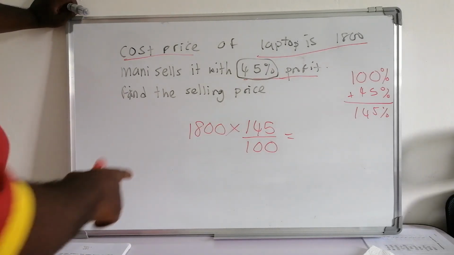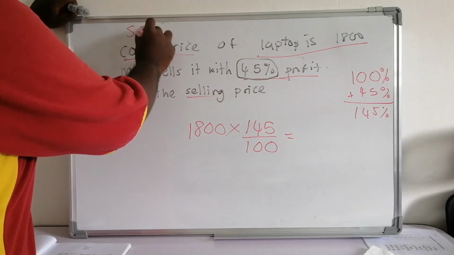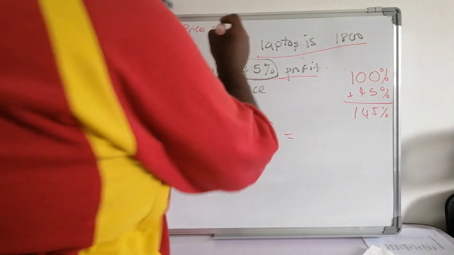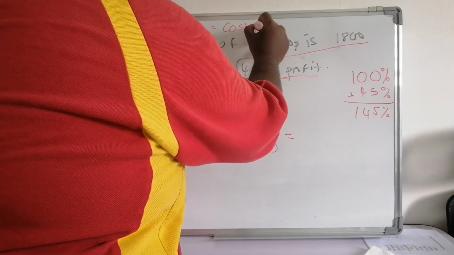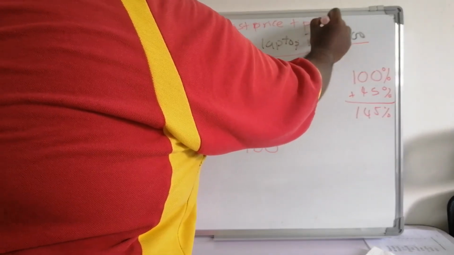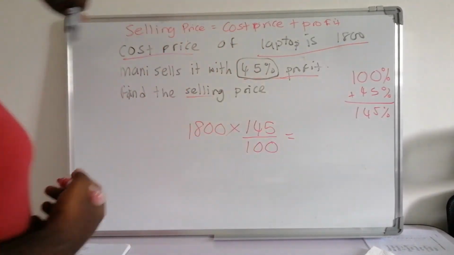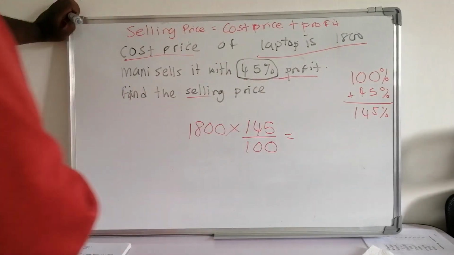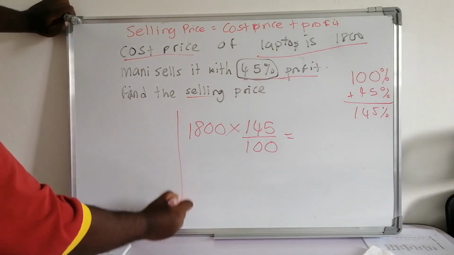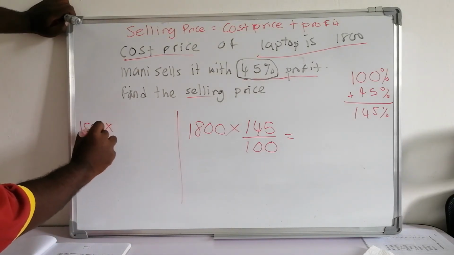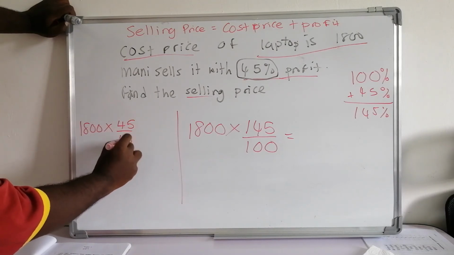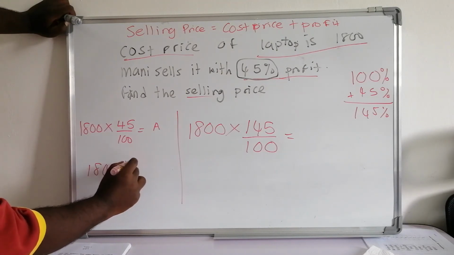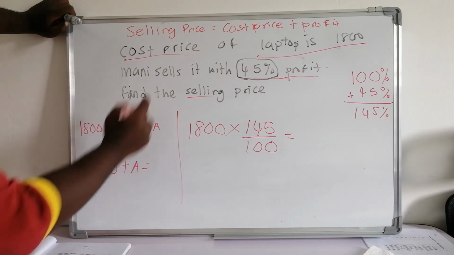Second method, as I told you, they are asking you the selling price. Selling price is equal to cost price plus profit. Okay, in this case we have the cost price but we don't know how much is the profit. So first method, we take 1800, we find out what is 45% and we will get the answer, and we plus the answer with 1800, then you will get the profit.